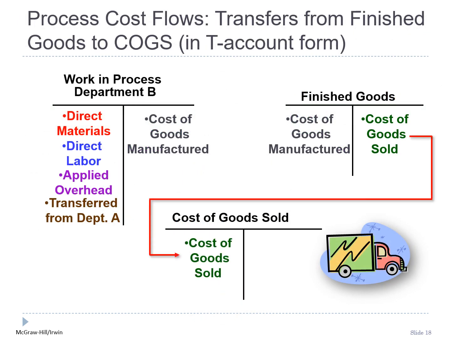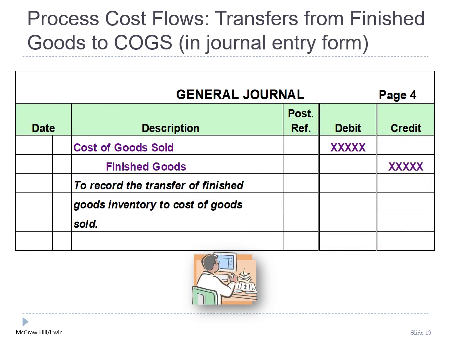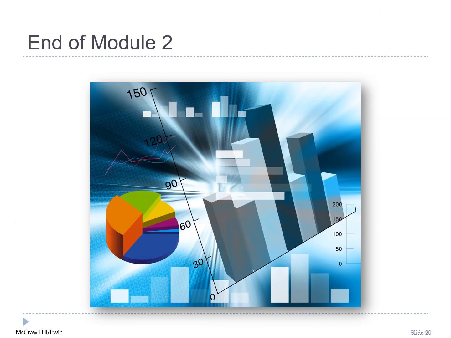So kapag nabenta na, siyempre ang entry natin doon will be debit to cost of goods sold and credit to finished goods inventory. Kaya yung cost ng cost of goods sold naka-credit sa finished goods inventory and naka-debit naman dun sa cost of goods sold account. Of course, syempre may kasama pa yung journal entry for accounts receivable and sales. That's the end of module 2.